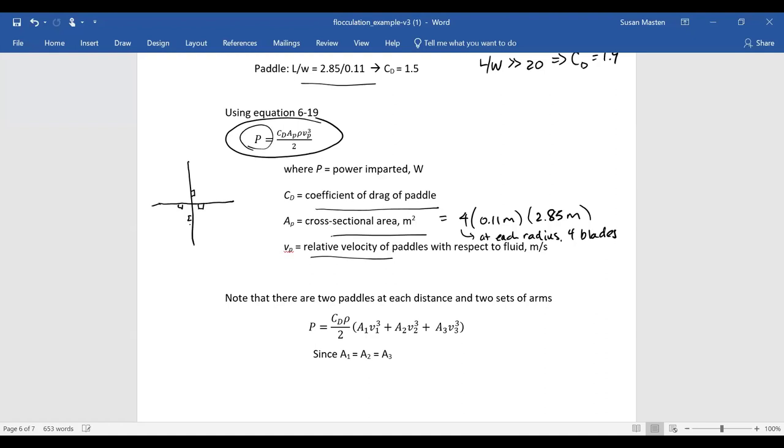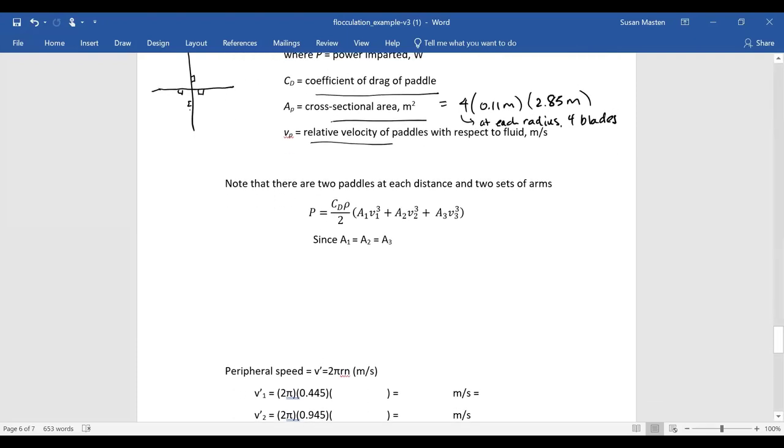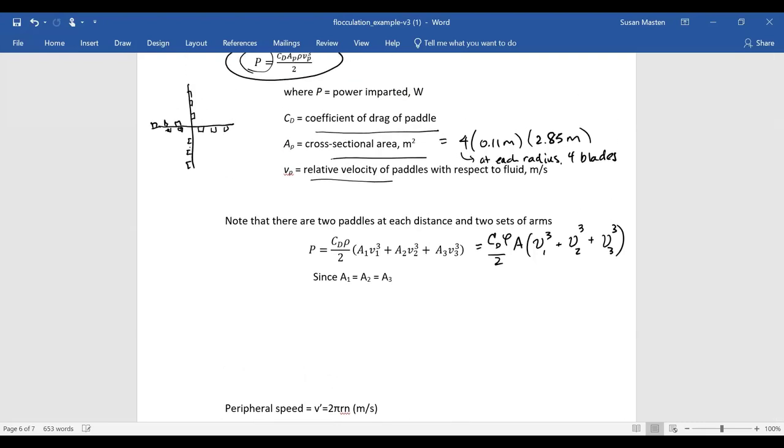So we have the power as a function of the coefficient of drag, the cross-sectional area, the density of the water, and the relative velocity of the paddles. Since all of our paddle wheels have exactly the same area, A1 is equal to A2 equals A3, so we can factor out A. And we have here a sum of the velocities at each one. 211, that's what we calculated. So that was our power input.